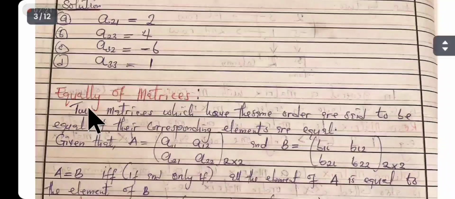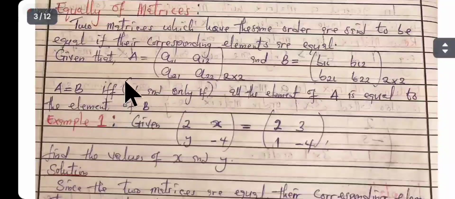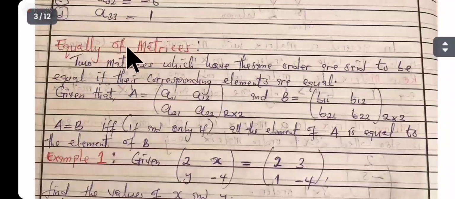The next thing we want to discuss is equality of matrices. So pardon that error. Equality of matrices is what is supposed to be there. Two matrices which have the same order are said to be equal if their corresponding elements are equal. So matrices are only equal when their corresponding elements are equal. But they have to be of the same order.